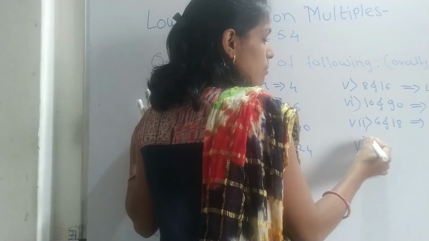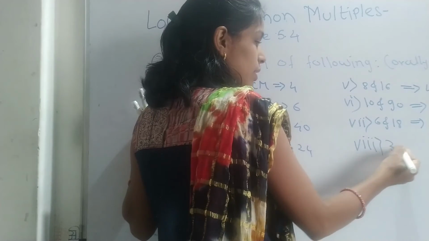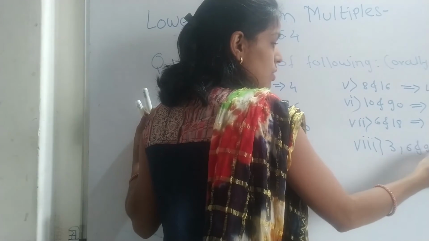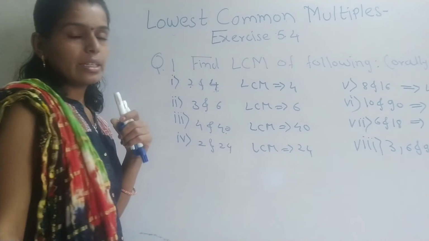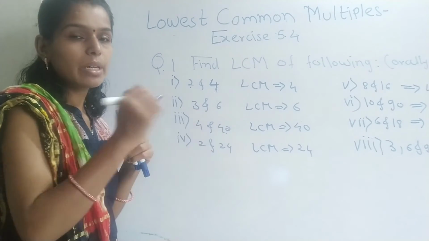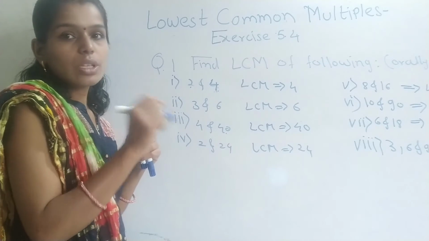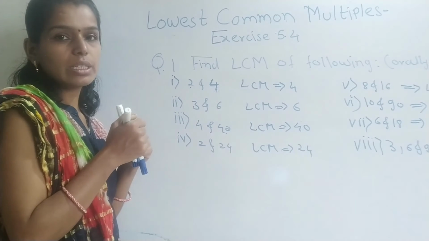And the last example you are given is 3, 6 and 9. Now see here. In the table of 3, 9 comes, but in the table of 6, there is no number 9. Means 9 is not a multiple of 6. 9 is a multiple of 3. So 9 is not the LCM of all the 3 numbers.